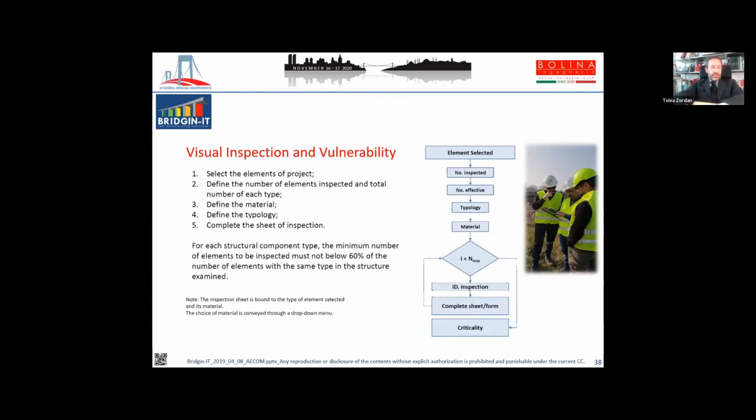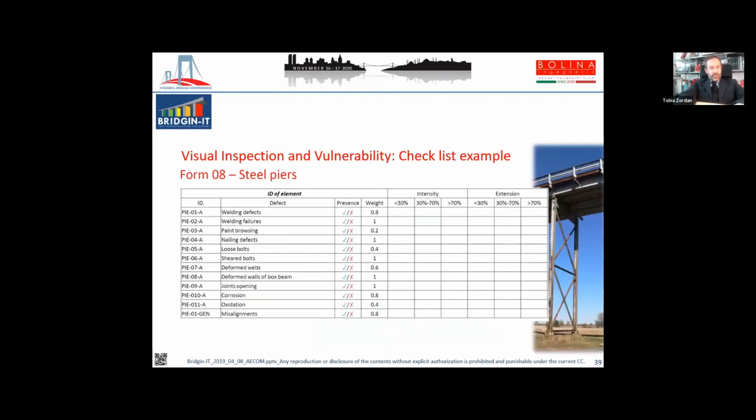Then there is the visual inspection for the determination of the vulnerability index, basically following this flow chart, where all the elements or part of the elements of the bridge are inspected. Of course, these are the files that stay beyond the app, beyond what you see on your PC. So for any defect, you have checklist files.